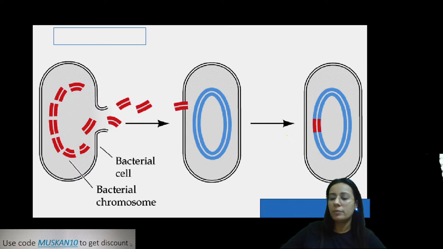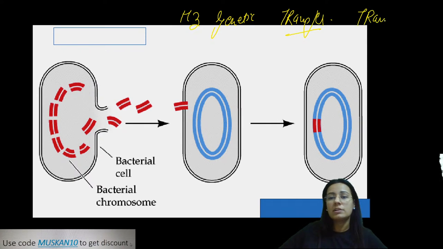Now another important image is this. What is it showing, what type of genetic transfer is it? It is the horizontal genetic transfer. And what is it? It is nothing but transformation.